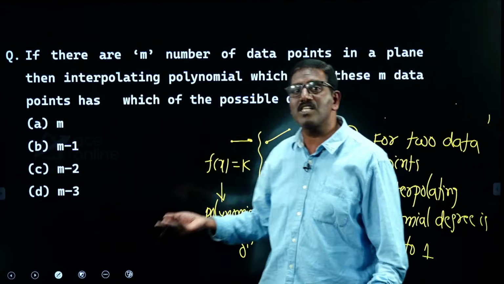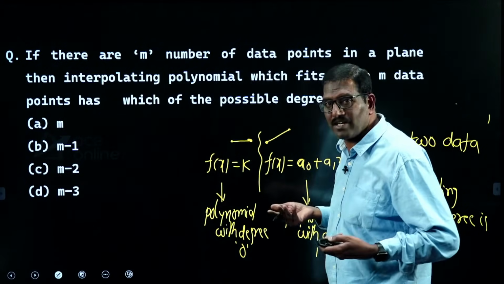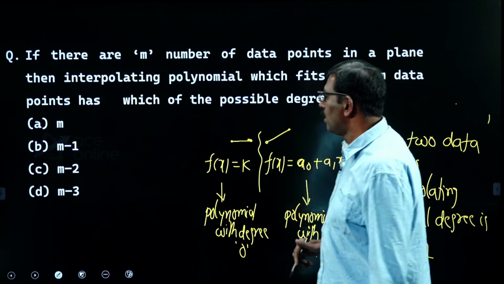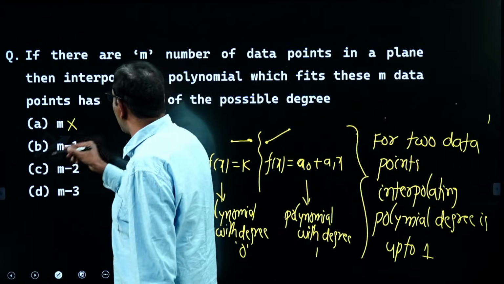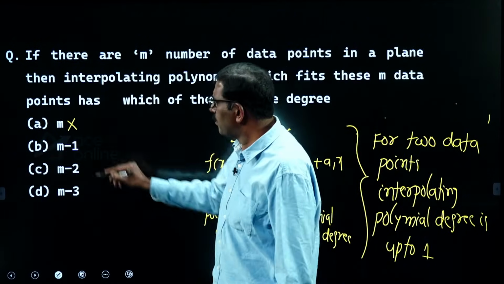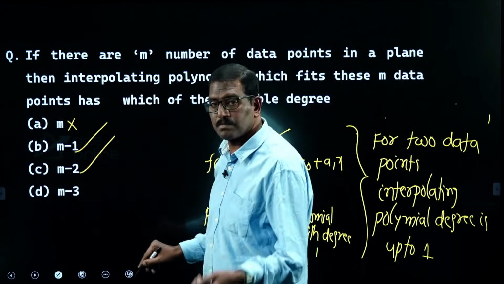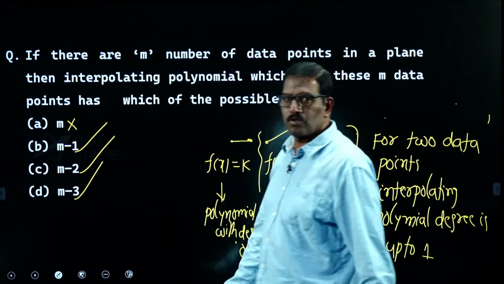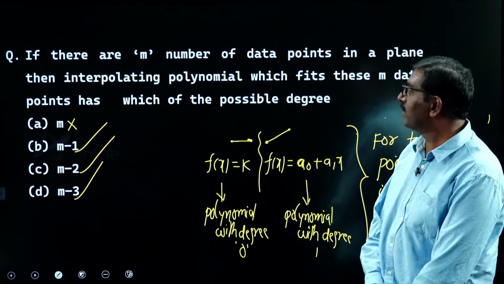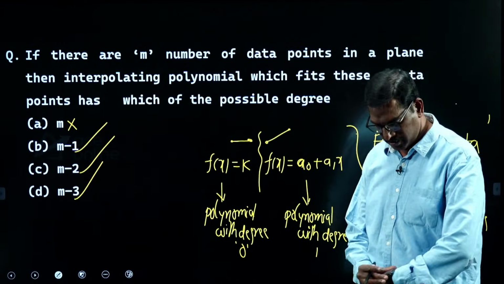So, what are the possible degrees? That is why I am not asking the exact degree here, possible degrees only. M is not possible. Maximum degree is m minus 1, so m minus 1 possible. M minus 2 possible. M minus 3 also possible. So, which options are correct? B, C, D are correct. Understood or not?